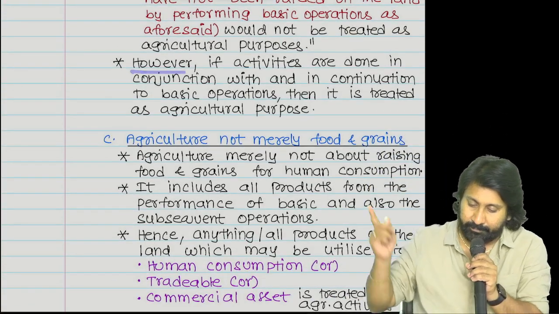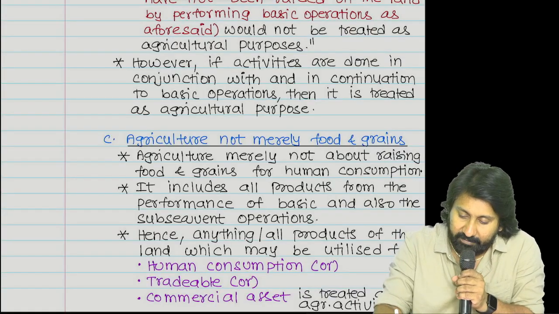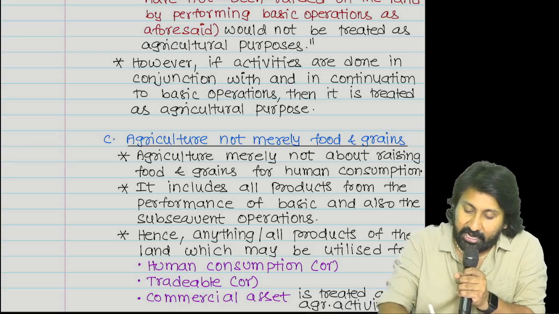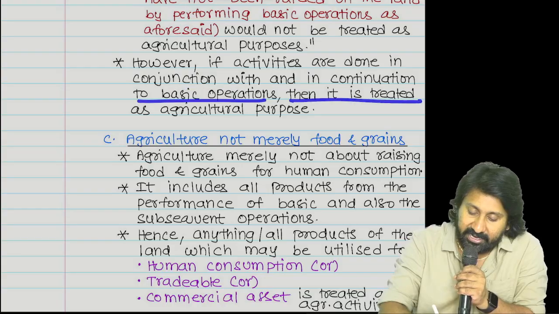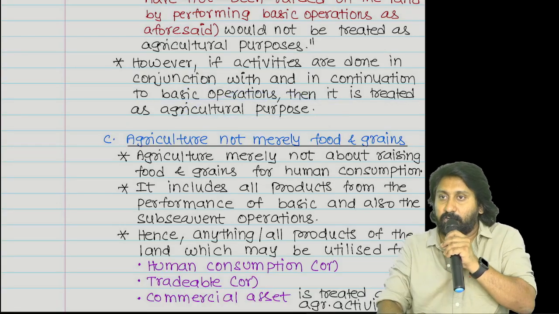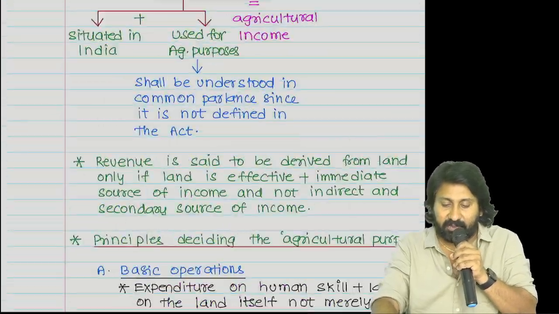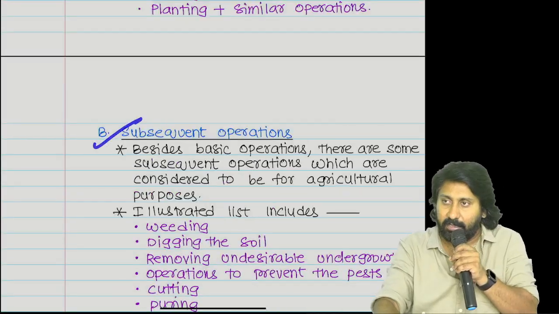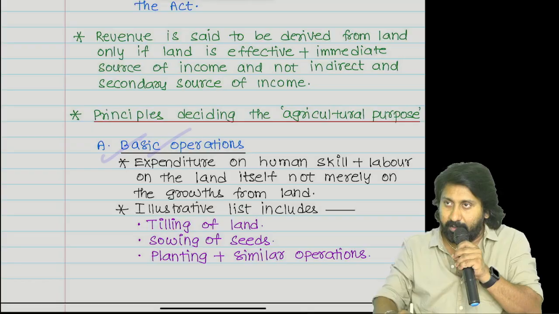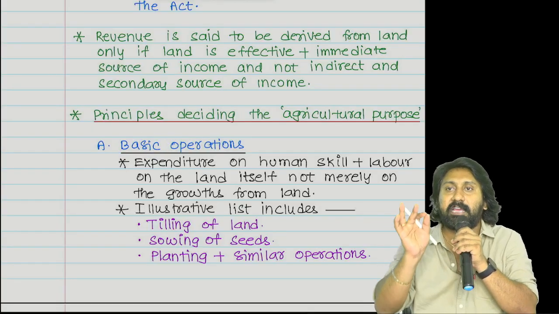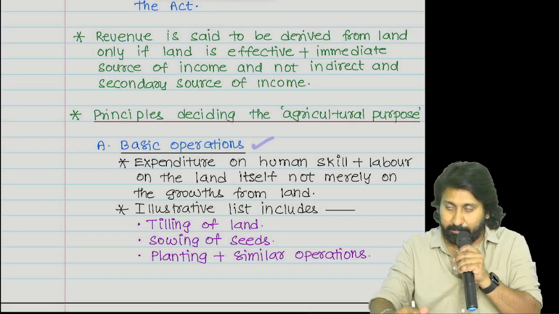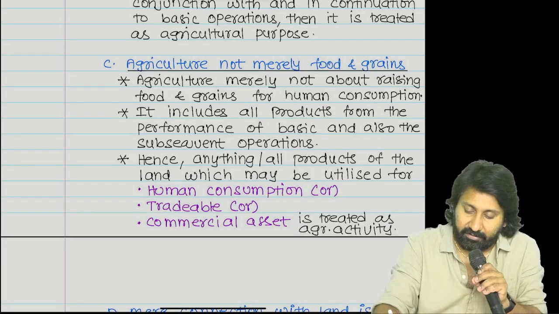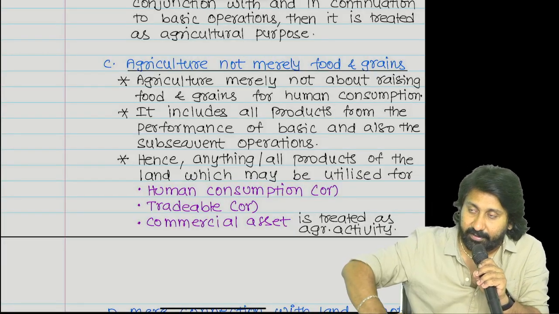Next. However, if the activities are done in conjunction, meaning along with and in continuation to basic operation, then it is treated as agricultural purpose. First of all, everyone tell me, did you understand the principles of agricultural purpose or not? Tell me, what is the first one? To call something an agricultural purpose, I should carry on basic operation. Next, I should carry on. Next, very, very important. What is this?